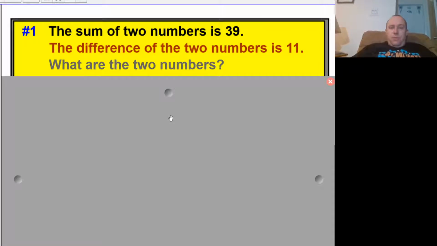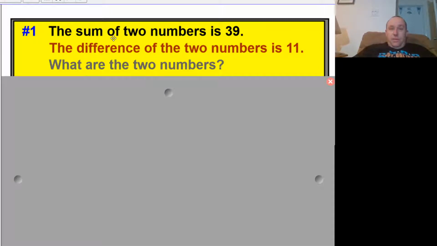Now, when we're doing word problems, we tend not to get those two special cases. We tend to get a more definite answer. So as we're doing these today on Desmos, we should actually see a physical answer for this question. So the sum of two numbers is 39. The difference of two numbers is 11. What are the two numbers?